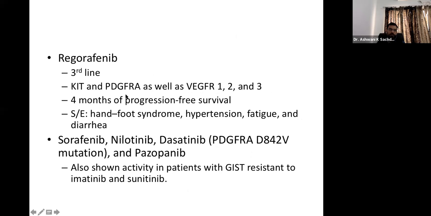Regorafenib is third line treatment. It's active against KIT and PDGFR and also against VEGFR receptors 1, 2, and 3. It is associated with 4 months progression free survival. Side effects are hand foot syndrome, hypertension, fatigue, and diarrhea. Other therapies that can be used in case of progression are sorafenib, nilotinib, dasatinib, and pazopanib. Dasatinib is useful for PDGFR D842 mutation, and these drugs have shown activity in GIST resistant to imatinib and sunitinib.